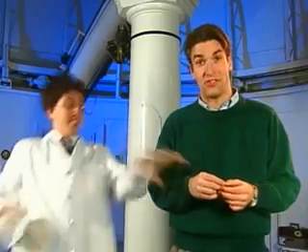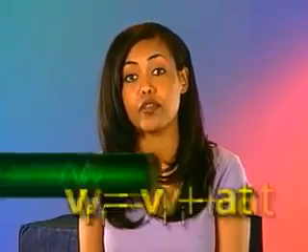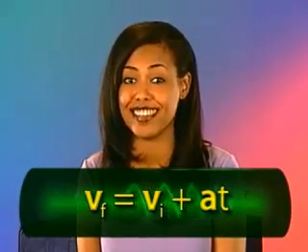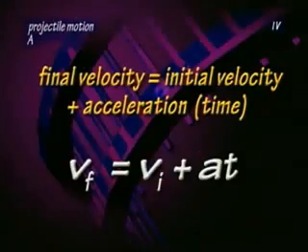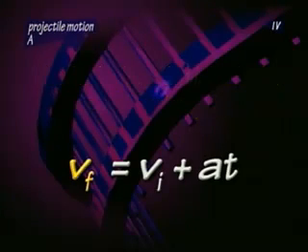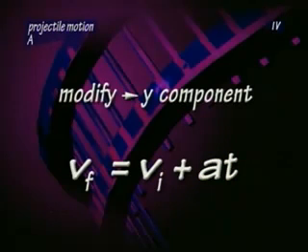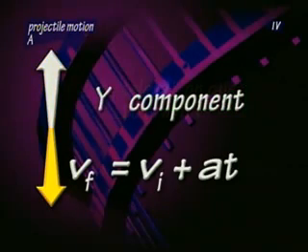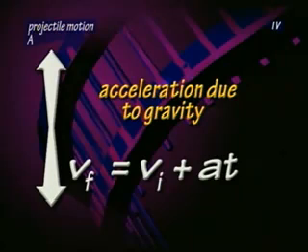Now that we're a little more knowledgeable about gravity, it's time to get our hands dirty with the projectile motion equations. The first projectile motion equation is easily derived from the first one-dimensional kinematic equation we learned, our old friend VVAT. That equation is final velocity equals the initial velocity plus acceleration times time. V sub f equals v sub i plus at. For projectile motion purposes, we modify this equation to find the y component of the object's velocity. Why the y component? Well, that's the up and down component that corresponds to the acceleration due to gravity.